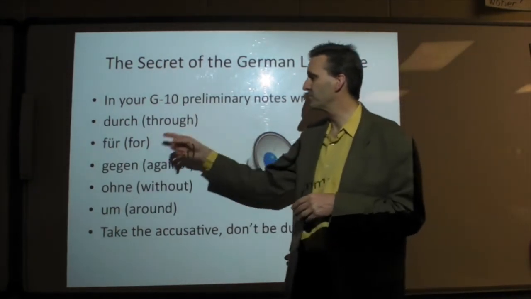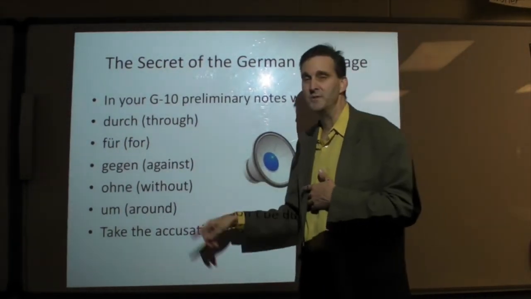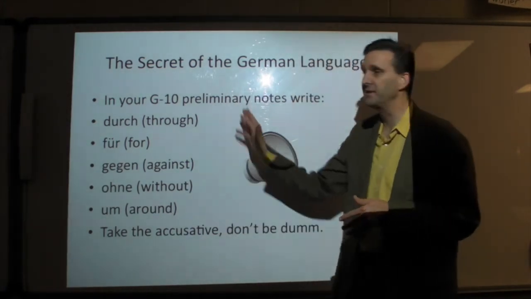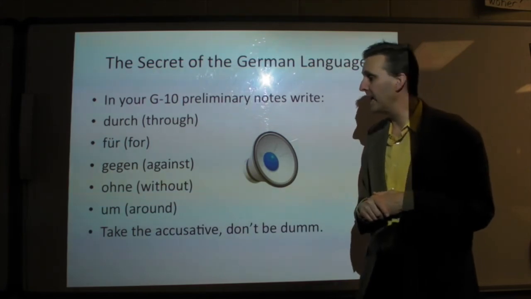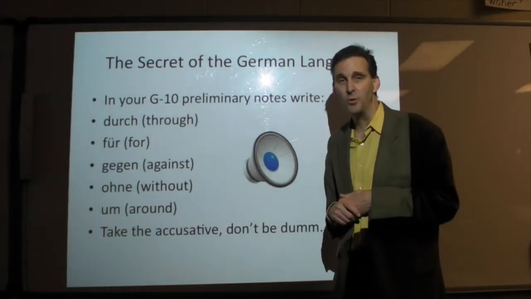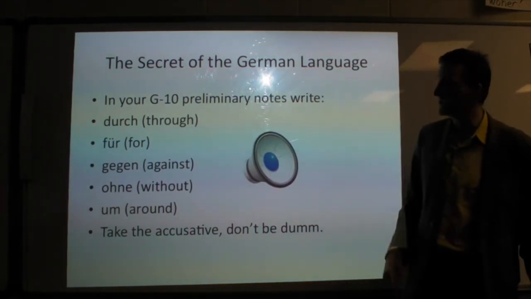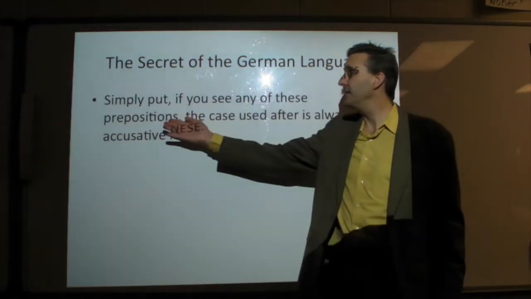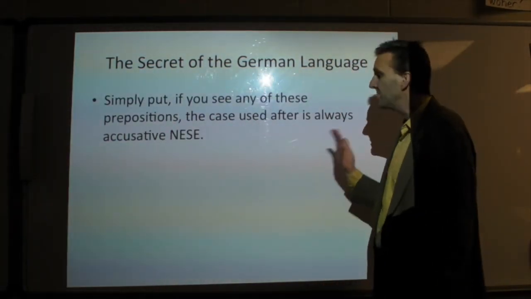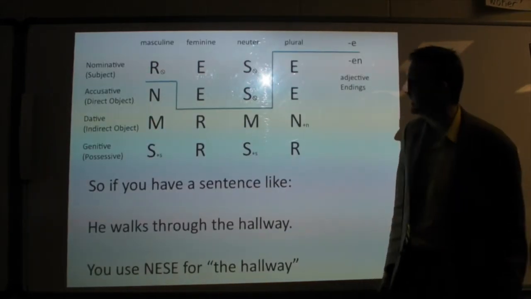Durch, of course, is through, für is for, gegen is against, ohne is without, and um is usually around, although a couple of these have other translations as well. Durch, für, gegen, ohne, take the accusative, don't be dumm. I'm going to move on. If you're still writing, then pause this video. So, simply put, if you see any of those prepositions, it takes the accusative, or the Nisi case. And that's basically all there is to it, okay?